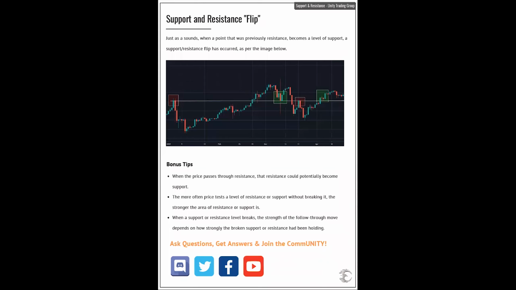So here are some of the bonus tips. When the price passes through resistance, that resistance could potentially become support if a flip occurs, of course. The more often a price tests a level of resistance or support without breaking it, the stronger the area of resistance or support is, as I showed you before with that diagonal line on 1 BTC. So when a support or resistance level breaks, the strength of the follow-through move depends on how strongly the broken support or resistance had been holding.